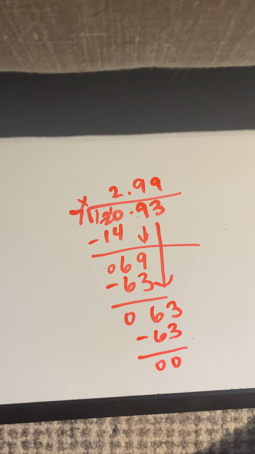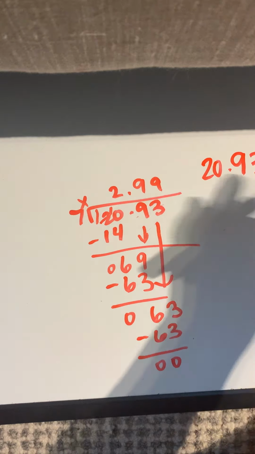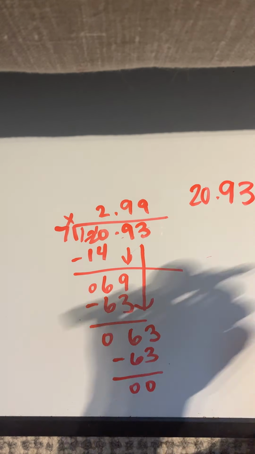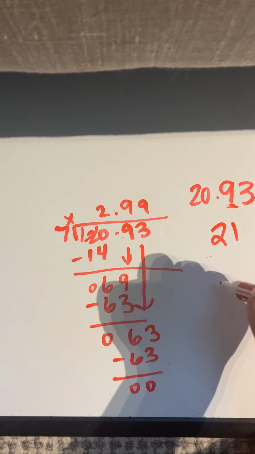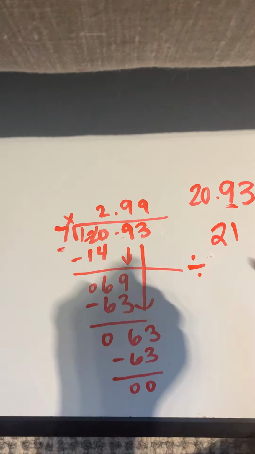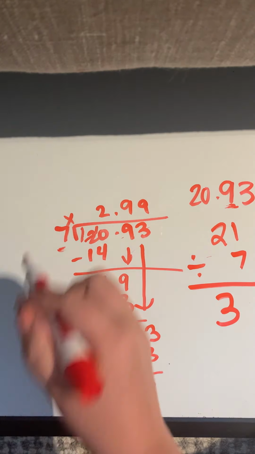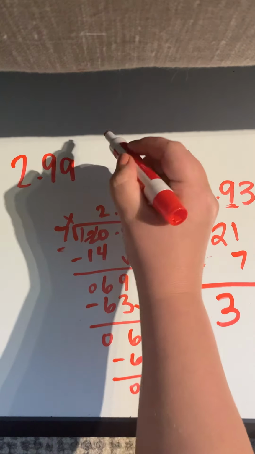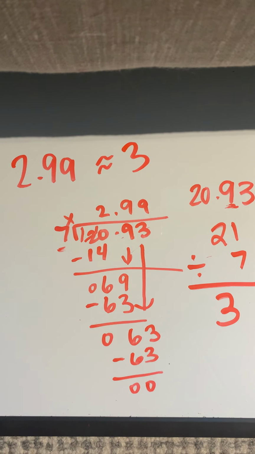Cool. All right, let's go ahead and estimate to see if this quotient is reasonable. So I'm going to take a look at my 20 and 93. I'm going to write it over here so it's a little bit easier. 20 and 93 hundredths. And I'm going to look at my 9. That's 5 or more, so I'm going to raise the score. So 21 divided by my 7. And I know that that is 3. So 2 and 99 hundredths is close to 3. So 2 and 99 hundredths would be a reasonable answer.